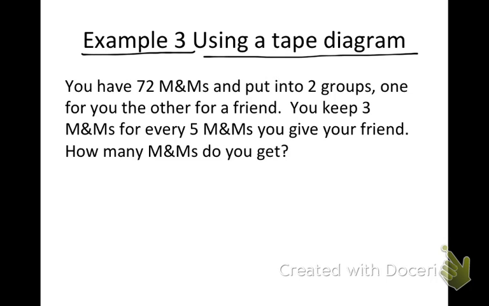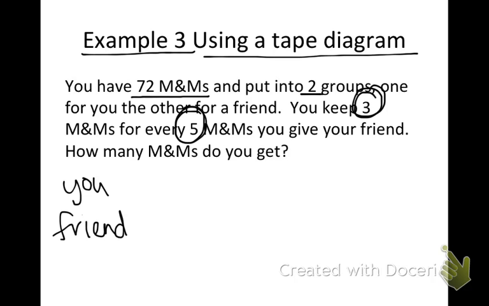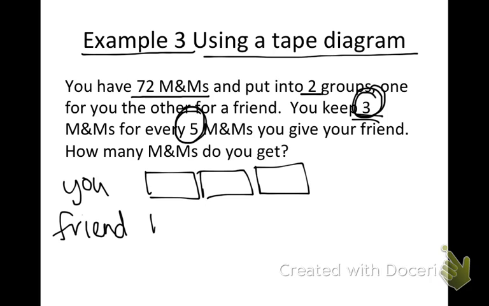So you have 72 total M&Ms. You're going to put them into 2 groups, one for you and the other for your friend. You keep 3 for every 5 you're going to give to your friend. So again, we're going to make our tape diagram. So you and your friend. So you get 3 parts. So you're going to draw 3 boxes or 3 pieces of tape, and your friend gets 5.